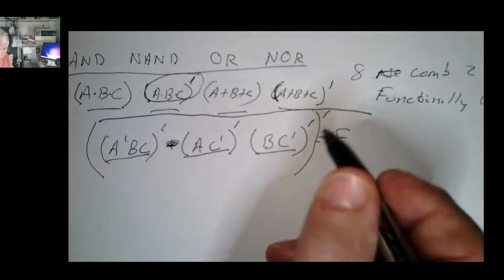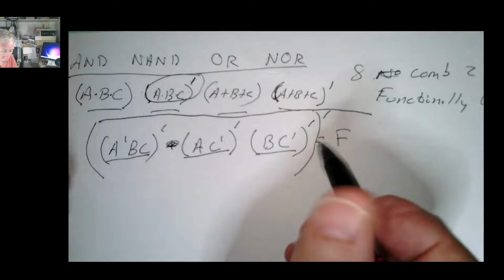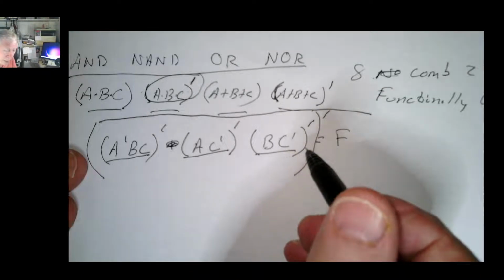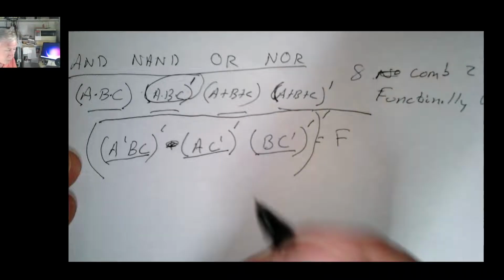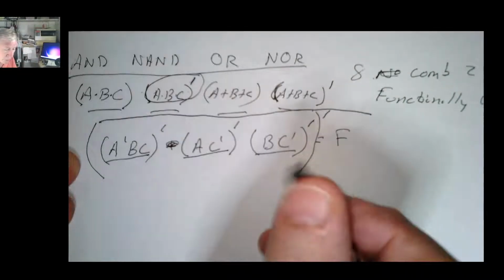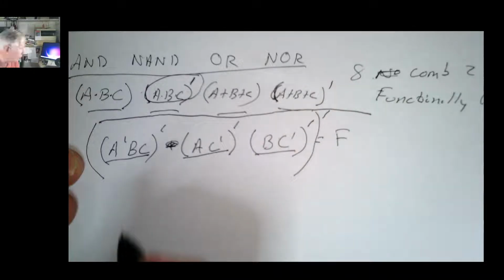So we should be able to convert this back into an AND-OR form, and that will tell us if in fact this is functionally complete. And if it doesn't convert back that way, then we'll know it isn't. Well, so how do we do that?